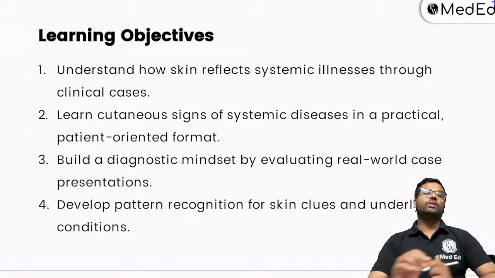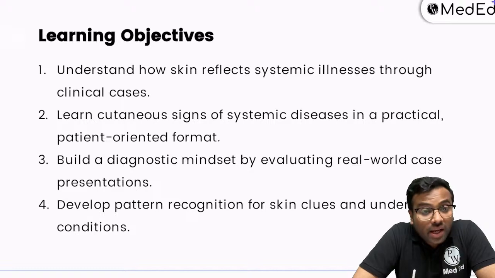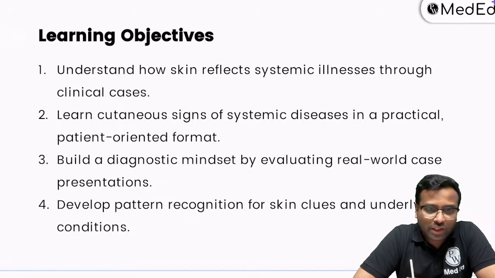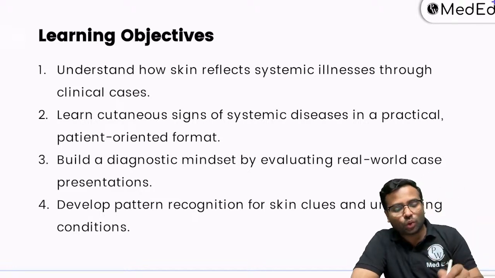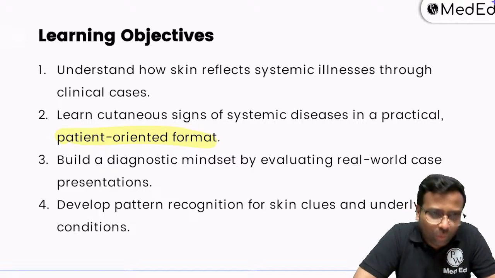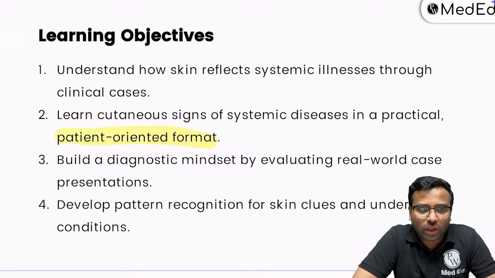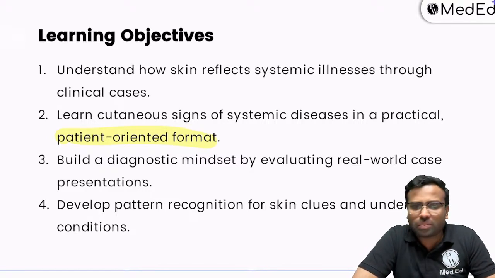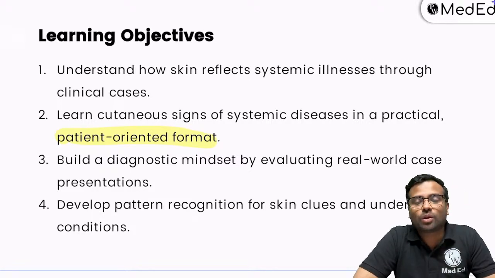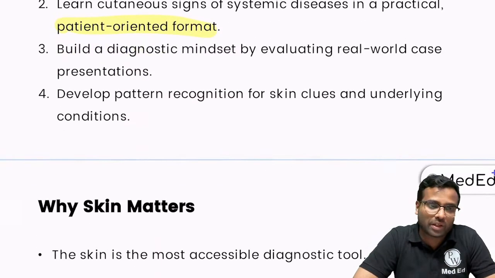So the learning objective today is to understand how the skin reflects systemic illness through clinical cases, because that is exactly what I have explained to you. Today we will be doing it in a patient-oriented, case-based format. And we'll see what the common patterns are that you have to recognize in the skin so that you'll be able to diagnose the underlying systemic disease.